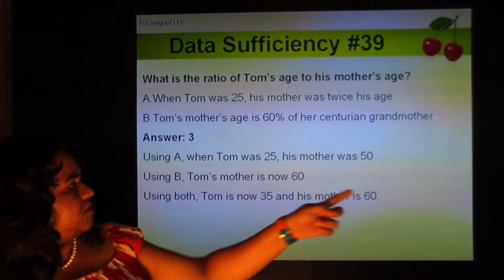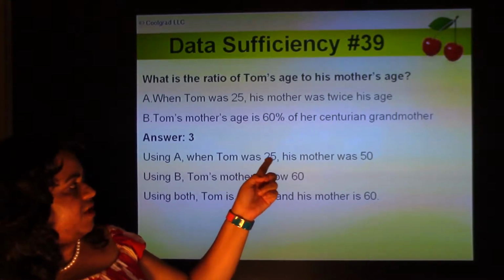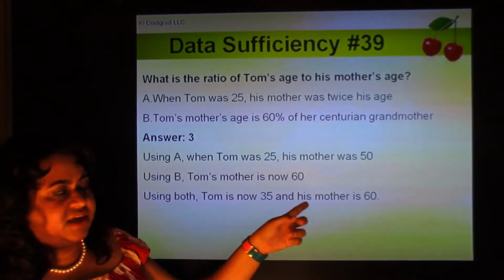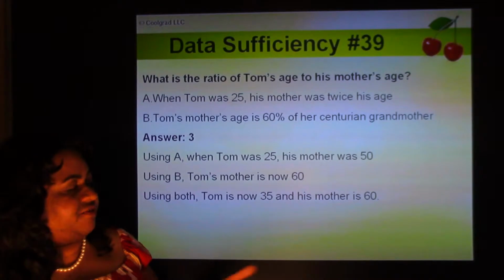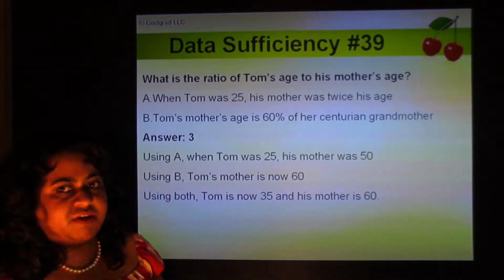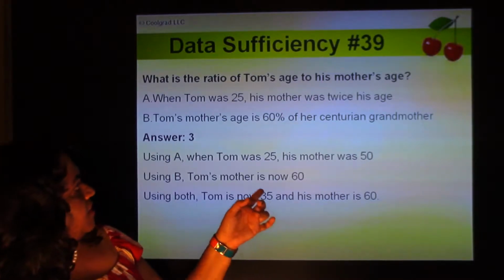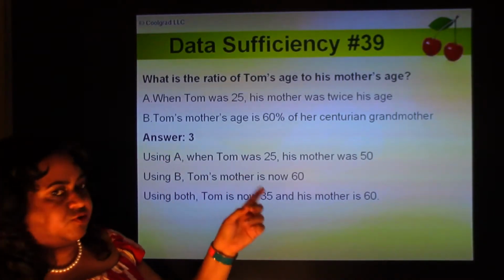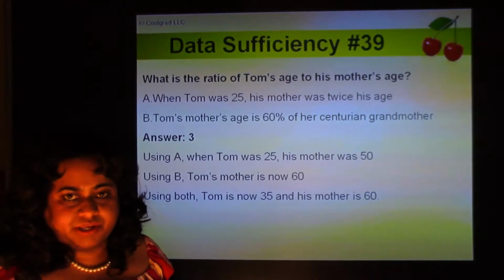60. So Tom is now clearly 25, so 50 plus 10 is 60, and so Tom will be 25 plus 10, 35. So Tom is now 35, his mother is 60. So the ratio of their ages is 35:60. So we could solve it. Using both the statements together, we could solve it. So we pick option 3.